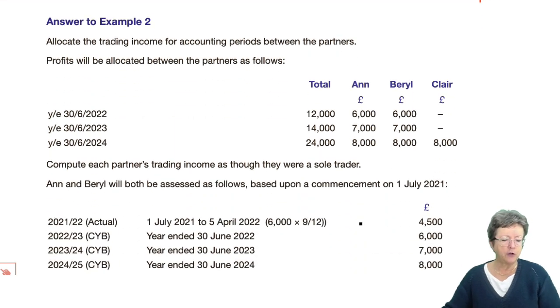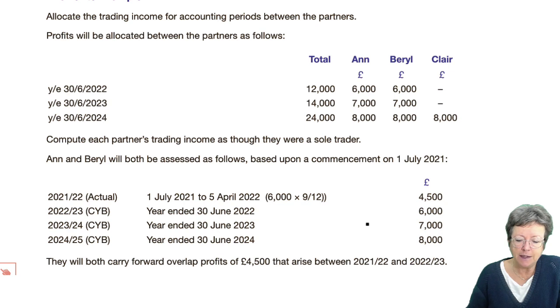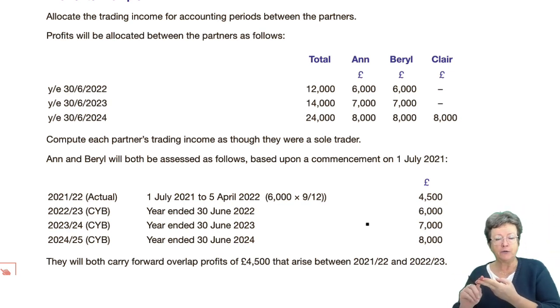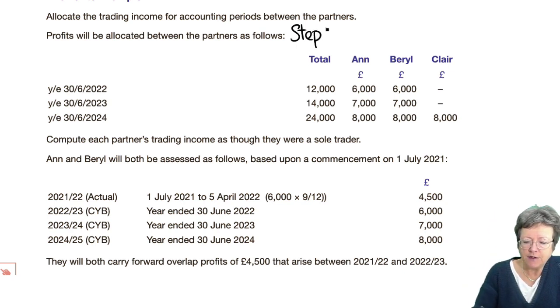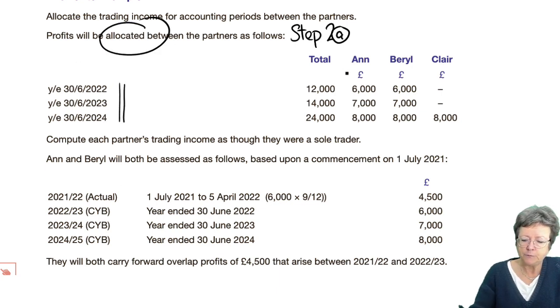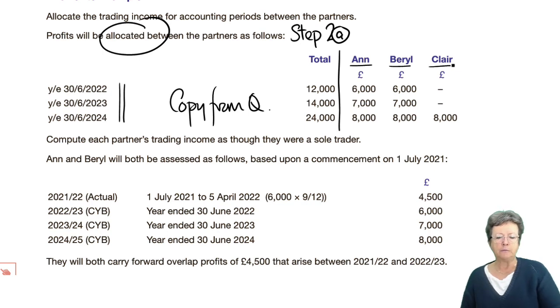Okay, so example number 2, the question asked us to allocate the trade income for the accounting period between the partners. So this is how we would need to do it. The profits need to be allocated. So they've been adjusted. We've done capital allowances. This is step 2A, which is the allocation. These are the year ends. That is the total. So if you copy that from the question, copy it carefully, then put in the various different partners.